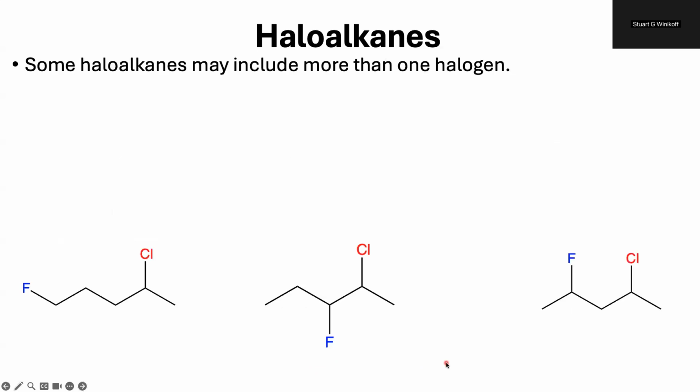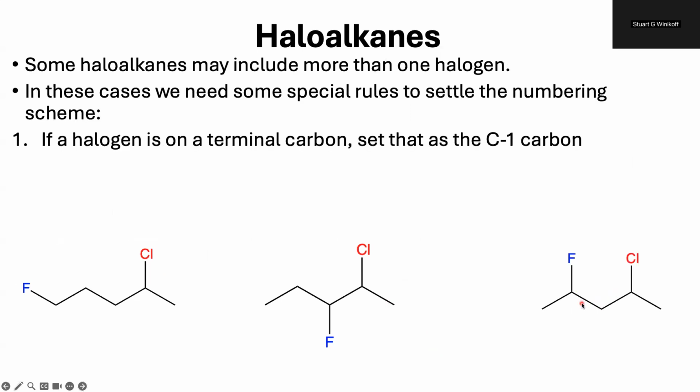Now, one of the problems we have is that I may have more than 1 halogen attached to my alkane. In this case, I still have my pentane, and that chlorine is in that same position. But by adding that extra fluoro, I've changed the molecule. So in these cases, we need some extra special rules. The first is that we set our numbering based on whether any atom is on that C1 carbon. In this first case, I have a fluorine atom on a terminal carbon, so this is going to be my C1. This means I have a 1-fluoro, 4-chloro species.